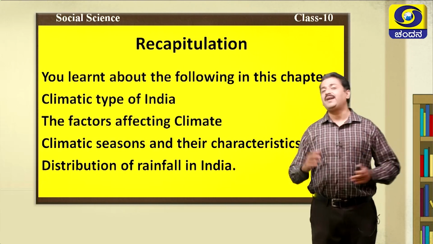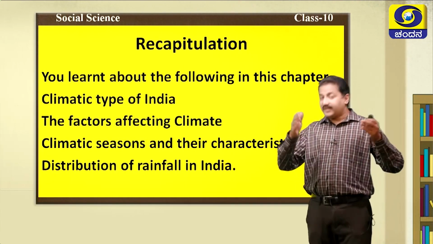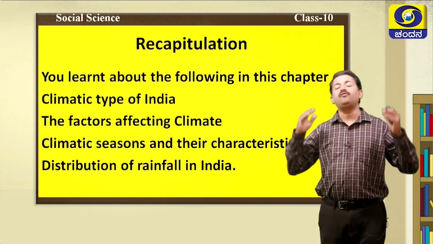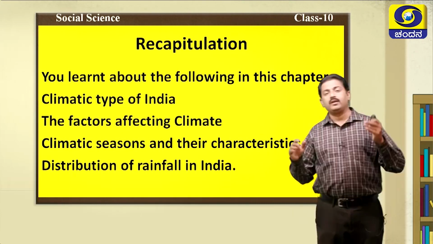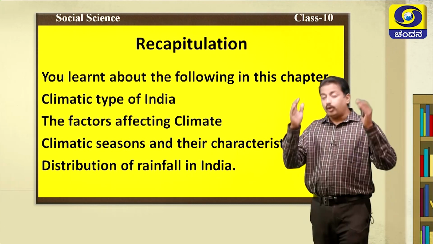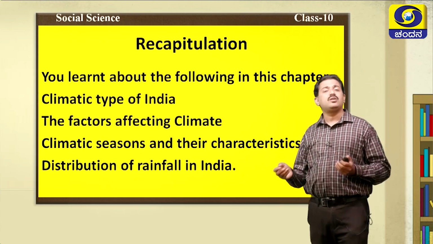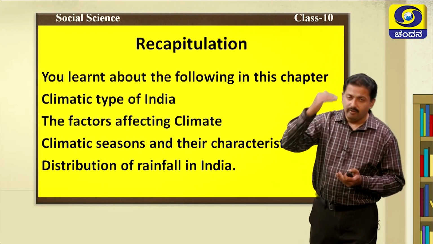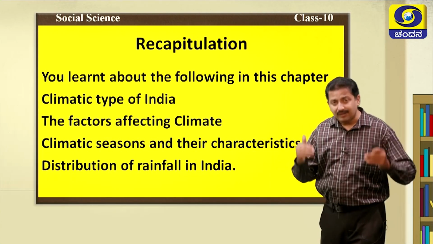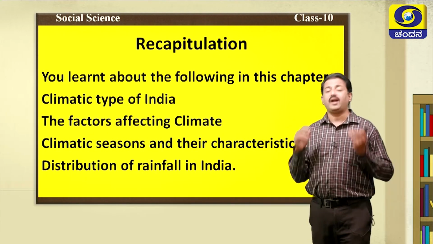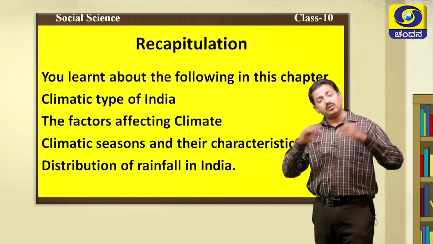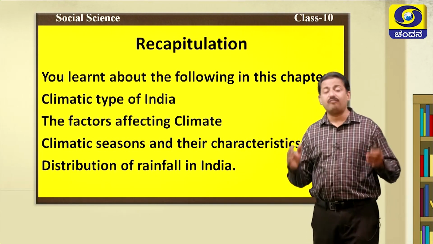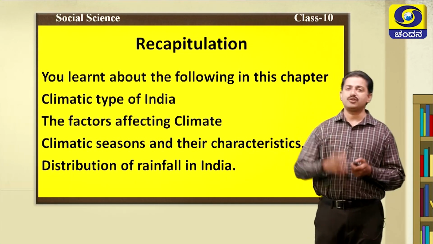Dear students, this is the time to recapitulate whatever we have learnt so far. In this lesson, you learnt about the climatic type of India, that is, the southwest monsoon influences the Indian climate. Secondly, the factors which affect the climate, that is water bodies, location, monsoon winds, relief features, all these influence the climate of India. Then the 4 climatic seasons, they are winter, summer, southwest monsoon season and retreating monsoon, and the amount of rainfall they receive and the reasons for it, all those we discussed in this chapter. In addition to that, you learnt about the distribution of rainfall in India with examples of places. I hope you have very well understood this lesson.